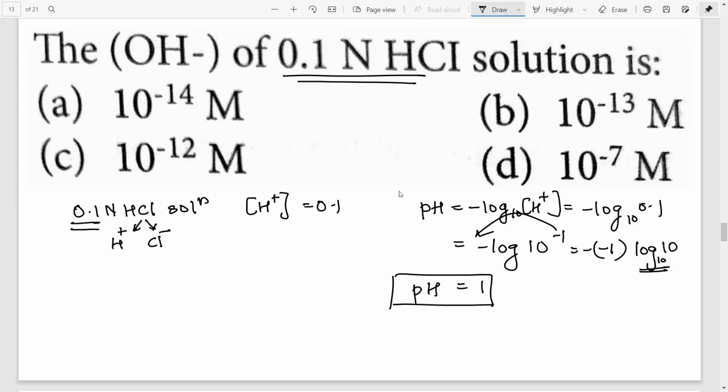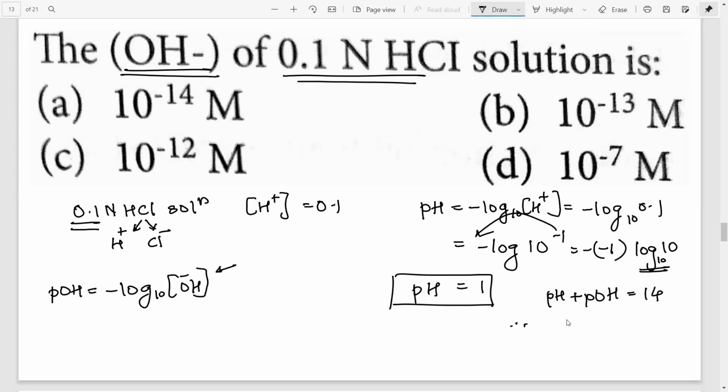Knowing the pH is not enough because you need to know the OH minus. For OH minus, what do you need? pOH. pOH is equal to the negative log to the base 10 of the OH minus ion concentration. You had H plus, and from H plus you found pH. But now to calculate this, what do you require? pOH. So from pH, how to get pOH? Simply the relation pH plus pOH equal to 14. Therefore, pOH will be 14 minus the pH, that is 1. So the pOH of this solution is 13.